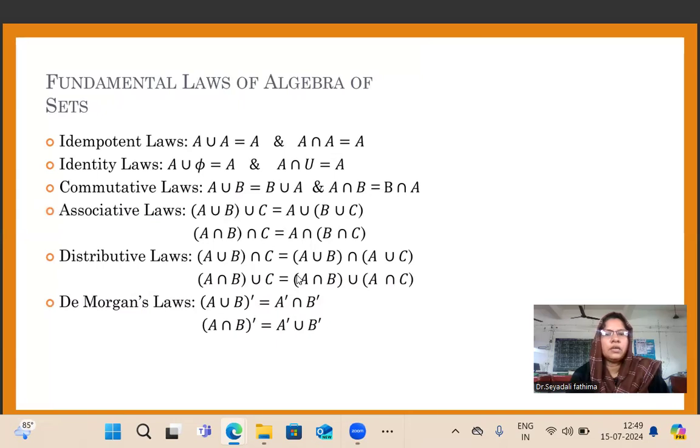Next, you see associative law: A union (B union C) equals (A union B) union C. Distributive law: A union (B intersection C) is equal to (A union B) intersection (A union C), and A intersection (B union C) equals (A intersection B) union (A intersection C). Now see De Morgan's law for A and B: (A union B) dash is equal to A dash intersection B dash, and (A intersection B) dash is equal to A dash union B dash.